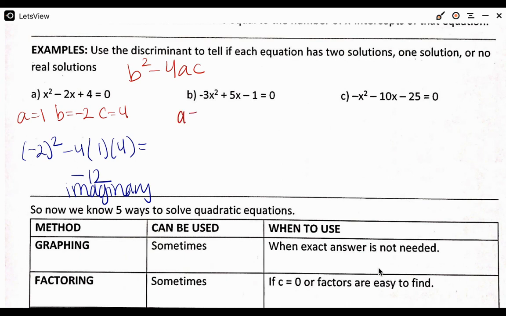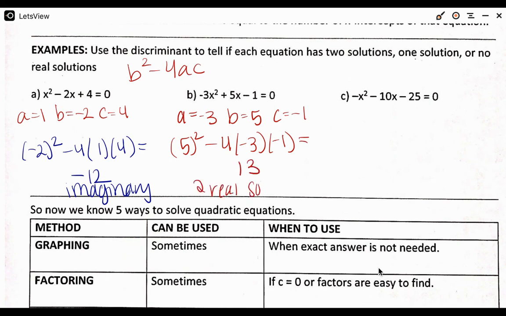In this problem, a is equal to negative 3, b is equal to 5, and c is equal to negative 1. So let's use our discriminant equation. 5 squared minus 4 times negative 3 times negative 1. Again, I'm just plugging that right in here: negative 3, negative 1, and 5. When we solve this, we get positive 13, so there are 2 real solutions.